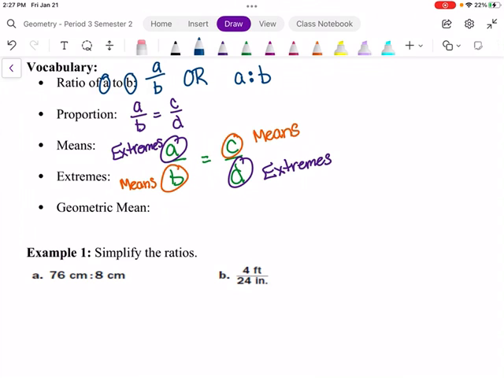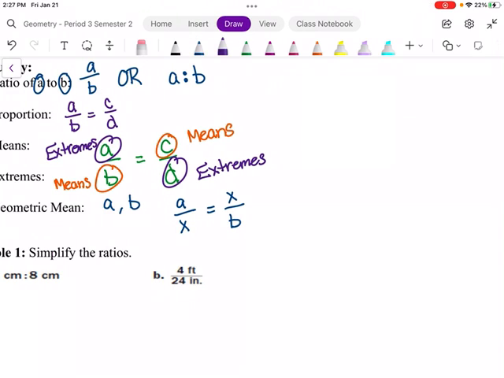And then our last one, our geometric mean, is when we are going to take the cross product or cross multiplying of the proportion, and then we're going to take the square root. If we were given two numbers, A and B, we would set up our geometric mean with A over X equals X over B. We need to solve for X, and that's what our geometric mean would be.